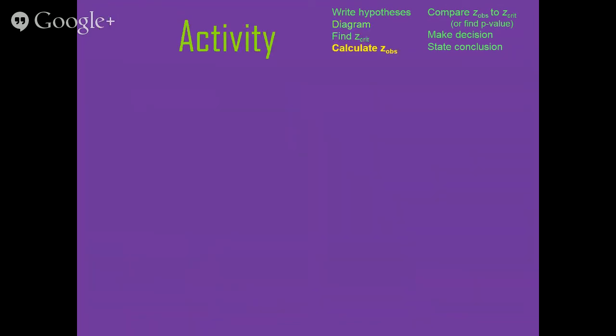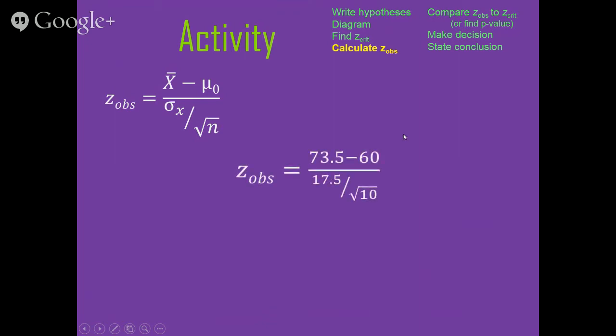So now we calculate our z-observed. Calculating z-observed is pretty easy. You just take your sample mean, subtract the null hypothesis mean, and divide it by the standard error of the mean, which is just the standard deviation over the square root of n. So working that through, it's not too difficult. This is a z-value. I can tell you that's going to be statistically significant because that's a big fat z-value. You can tell that too.